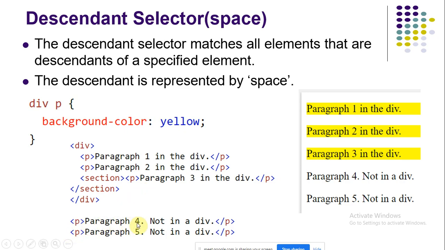And paragraph 4 is not selected. See that, look at that. Here paragraph 4 and 5 are not selected. Why? These two paragraphs are not inside the div element, so they won't be selected. Only these paragraphs will be selected.